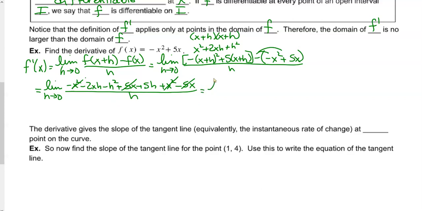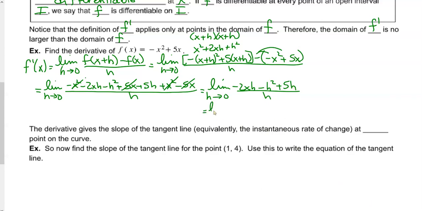So what I get is the limit, as h goes to 0, of negative 2xh minus h squared plus 5h all over h. And just like we saw in section 1, if you have an h in the bottom that you want to cancel, you must cancel an h with every single term in the top. If you don't, then you're incorrect there. So you have to make sure you distribute and cancel an h with every single one of those terms.